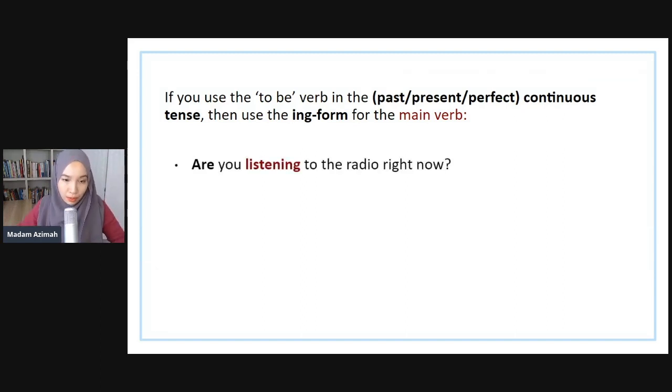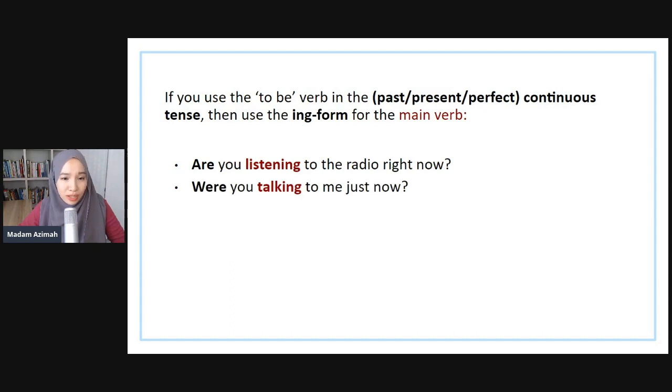Okay, let's look at this one. Are you listening to the radio right now? So are is a to be verb, and then listening is the ing form of the verb. Okay, ing form. You see that? So there's two verbs there: the auxiliary are, and then listening is the ing form because we are using the present continuous tense.